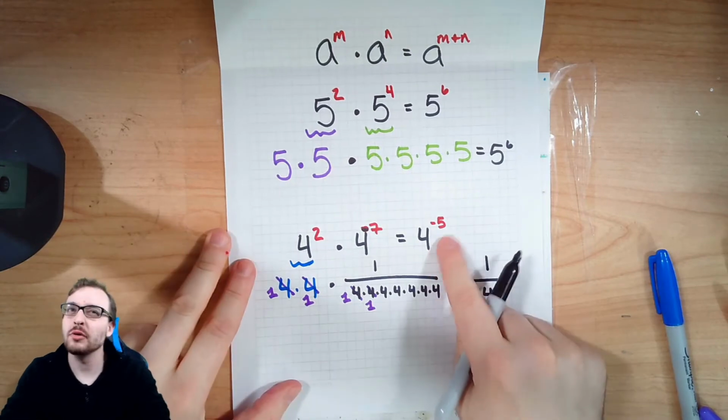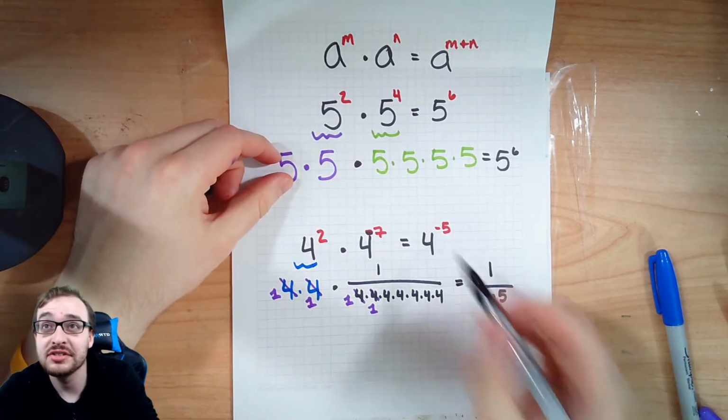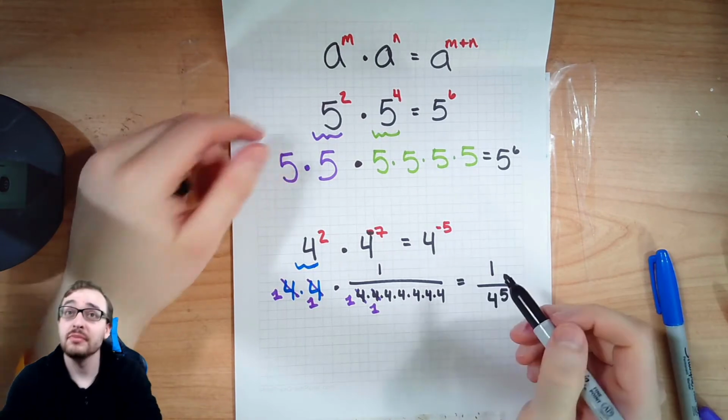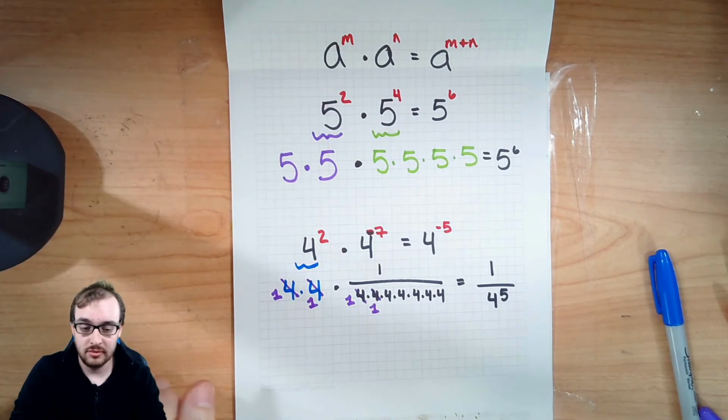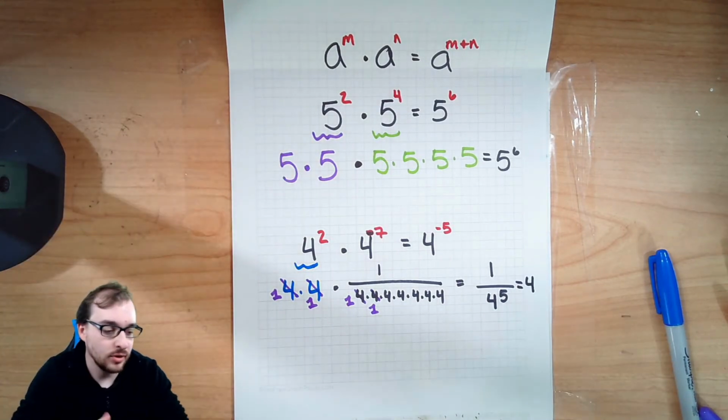Now, wait a minute. We said we get 4 to the negative 5th, right? Well, if you remember, that's exactly what this is. It's 4 to the 5th, but flipped upside down, which is this. So this is the same thing as 4 to the negative 5th.